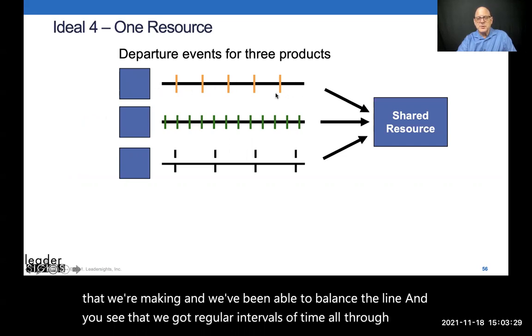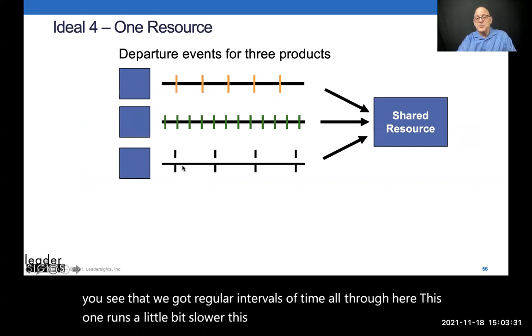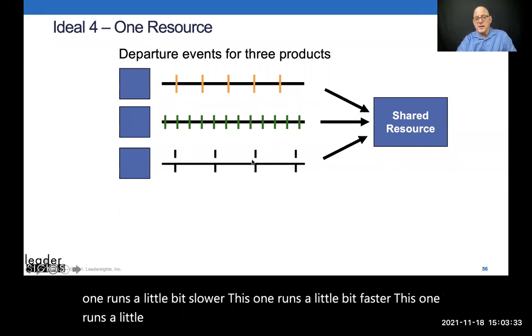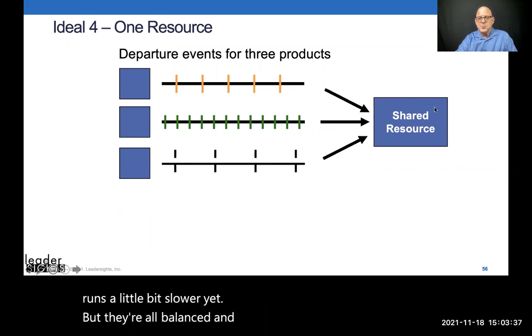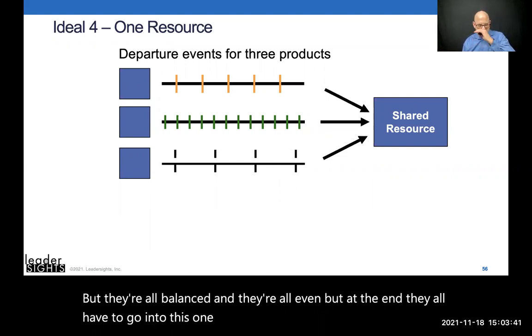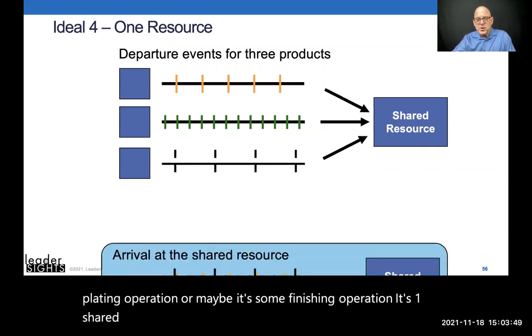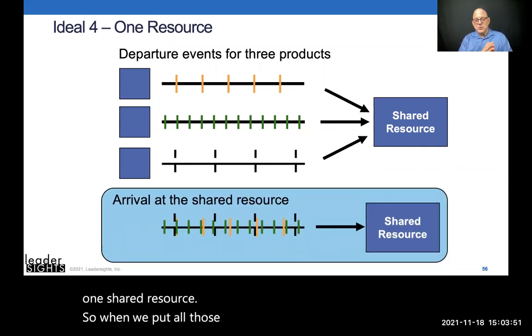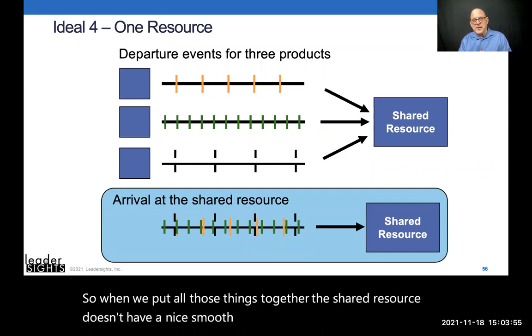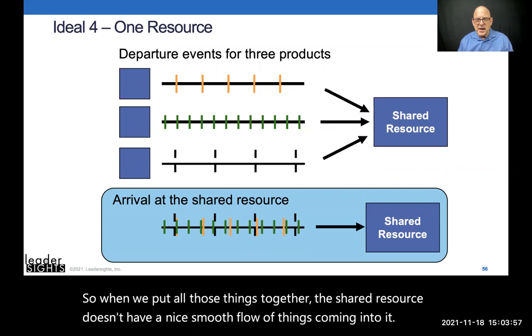This one runs a little bit slower, this one runs a little bit faster, this one runs a little bit slower yet. But they're all balanced and they're all even. But at the end, they all have to go into this one shared resource. Maybe it's a plating operation, or maybe it's some finishing operation. Anyway, it's one shared resource. So when we put all those things together, the shared resource doesn't have a nice smooth flow of things coming into it. So how do we handle that?